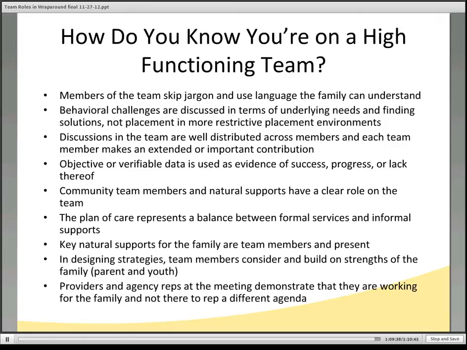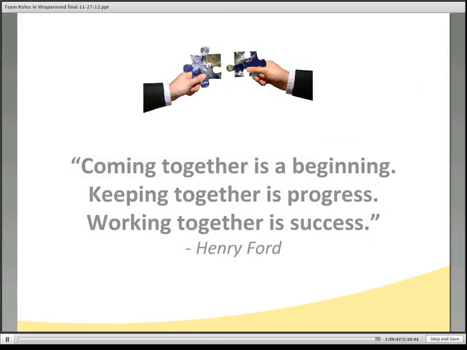So that would be the things that you would expect to see on a high-functioning team, and really what we've been talking about during this presentation. Last thoughts for you: coming together is the beginning, keeping together is progress, working together is success. And that's Henry Ford.